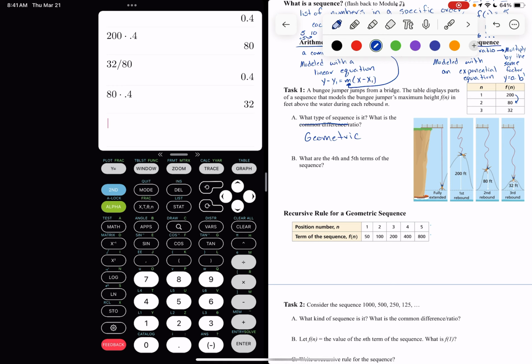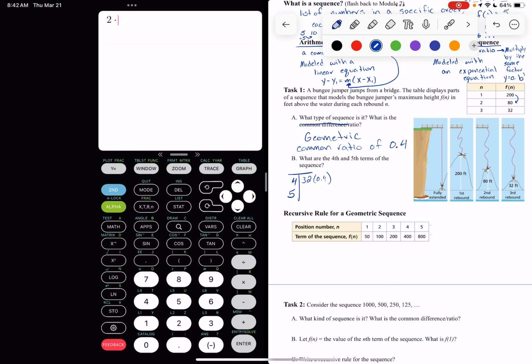And it's going to have a common ratio of 0.4, because that's what I multiply each term by to get to the next. I take 200 and multiply by 0.4 to get the 80, multiply that by 0.4 to get the 32. So what are the fourth and fifth terms of the sequence? Well, I'm extending this table out: fourth term, fifth term. To get to the fourth term, I need to take the previous term, which is 32, and multiply it by 0.4.